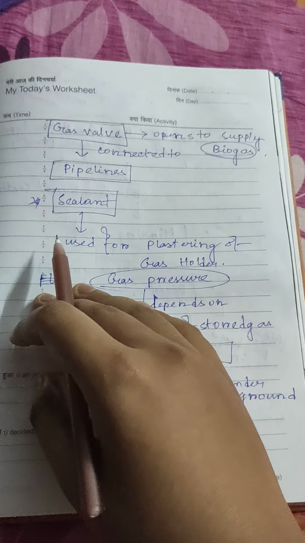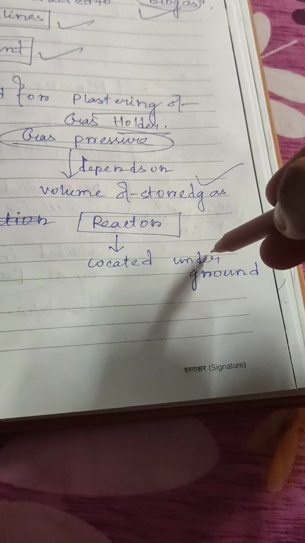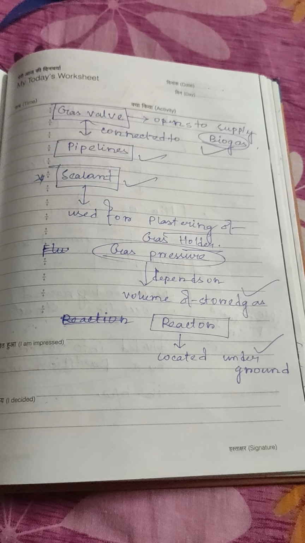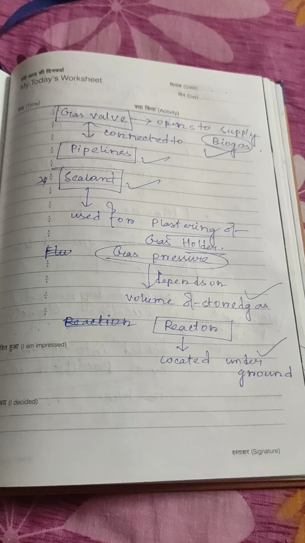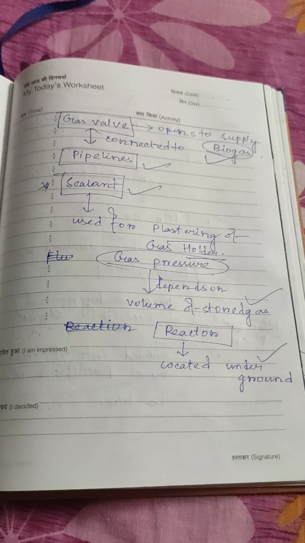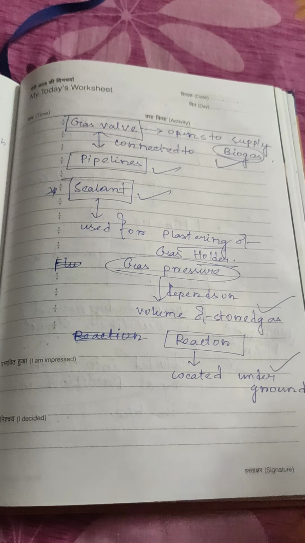The gas valve opens to supply the biogas. The gas valve is connected with the pipelines. A special type of sealant is used for plastering the gas holder. Gas pressure depends on the volume of stored gas. The reactor is located underground.